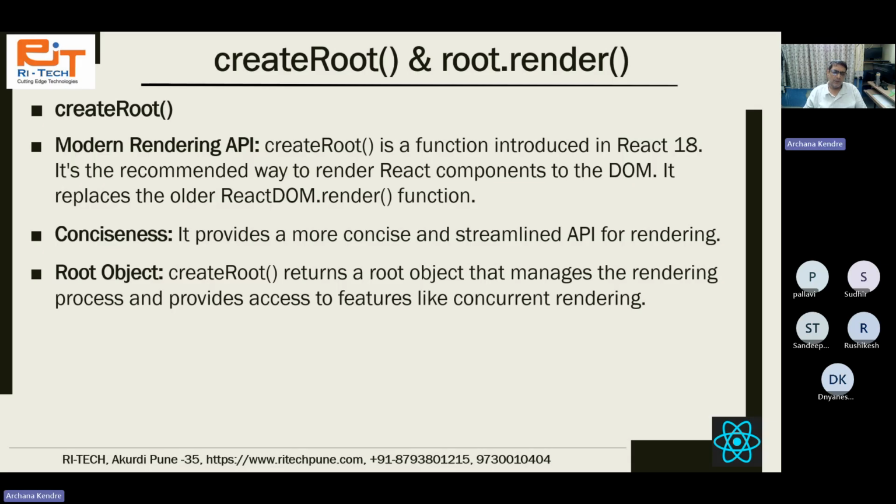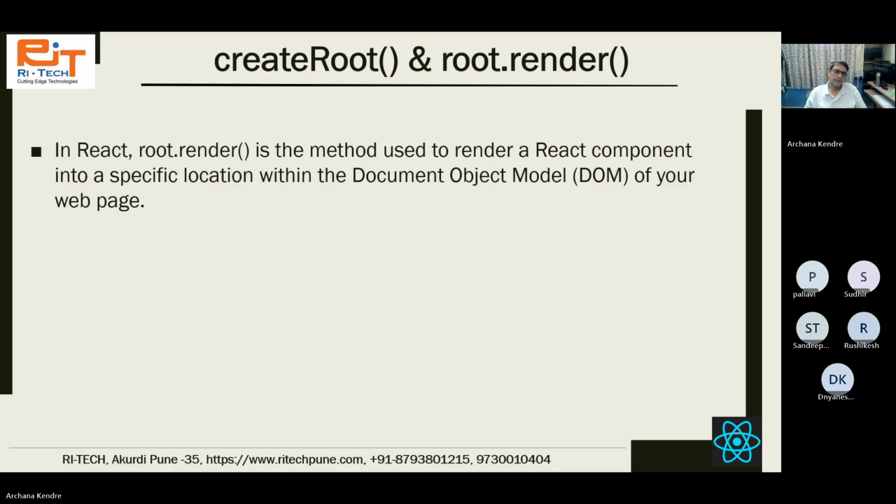This method returns the root object that manages the rendering process and provides access to features like concurrent rendering. The createRoot method will create the root element, or root component, where you render the React component or React application. So it will give you access to the root object. This root is the object given by the createRoot method, and this root object will have a render method.